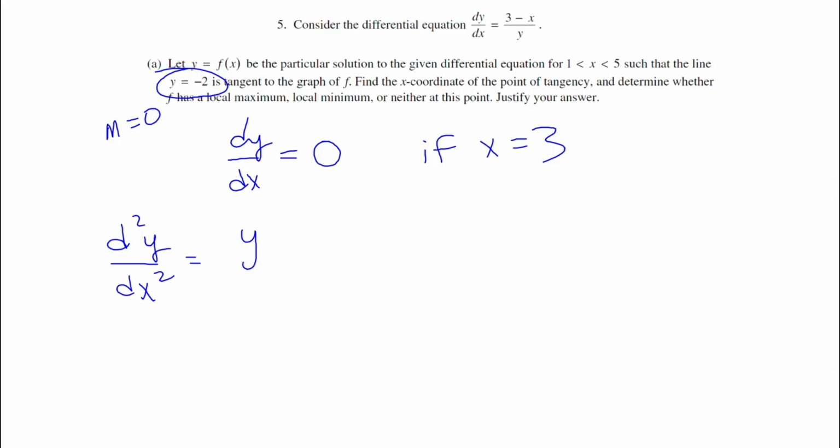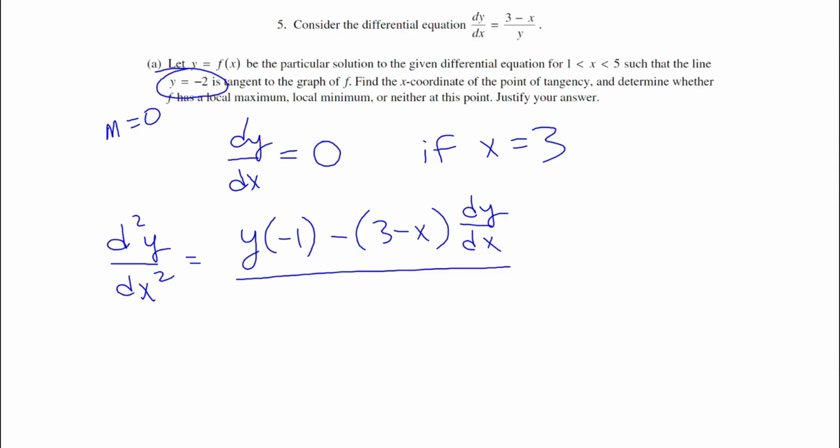So we start with the denominator, y, times the derivative of the numerator, which is negative 1, and then minus the numerator times the derivative of the denominator, which is dy dx, all divided by the denominator squared. And when we evaluate this at x equals 3 and y equals negative 2, because that's our y value, we also know that dy dx has got to be equal to 0, right, at this point.